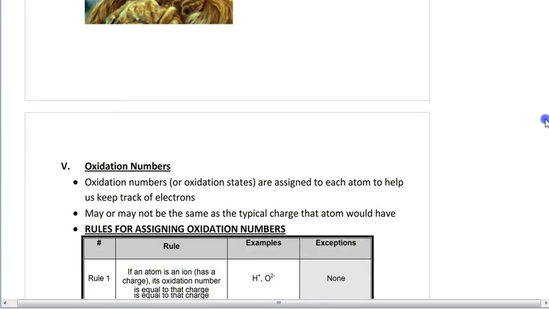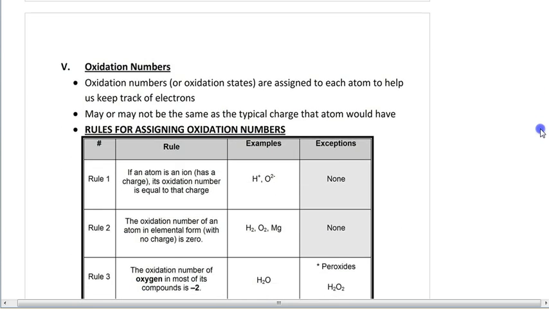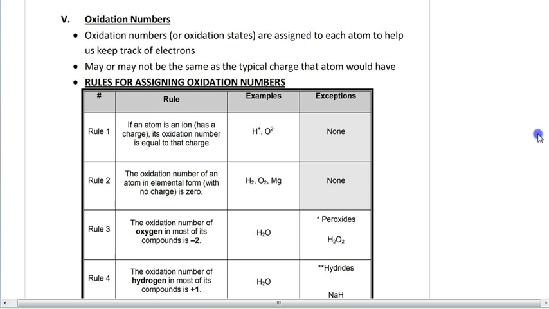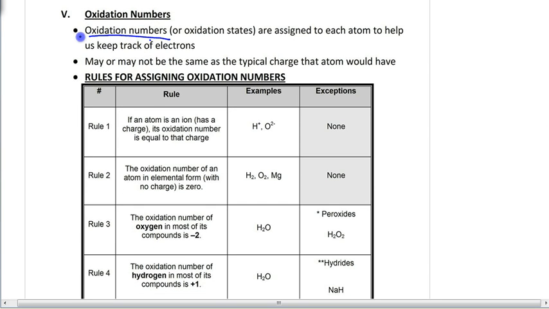Now, it's not always as easy as I showed in that example with sodium and chlorine. Sometimes we have to assign oxidation numbers to keep track of the electrons in each atom of a compound. This may or may not be the same as a typical charge. You can't always assume that if it's in column 1, it'll be +1. There are some rules, and hopefully you have this handout. If not, you may want to go online and download it or copy it down. We're going to go through these rules and explain them step by step so you can apply this in class tomorrow.